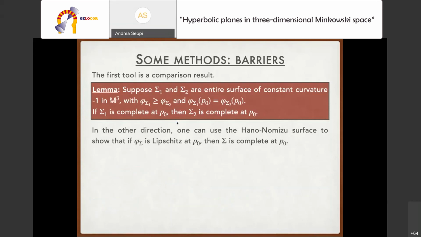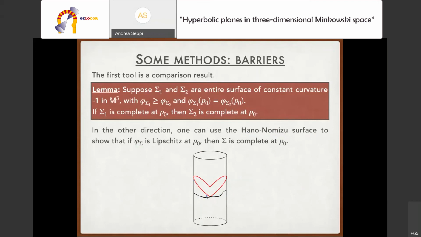You can also use this lemma to prove something on the completeness. So for instance, with a simpler case than what we do in our theorem, if you use the anonymized surface, then you can prove that if the function is Lipschitz, then the surface is complete. Here is the picture. Just remember, the anonymized surface had this null support function, piecewise affine. So if our surface has a Lipschitz null support function, then you can use this one as a barrier.